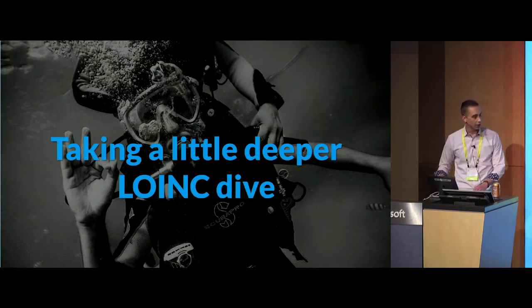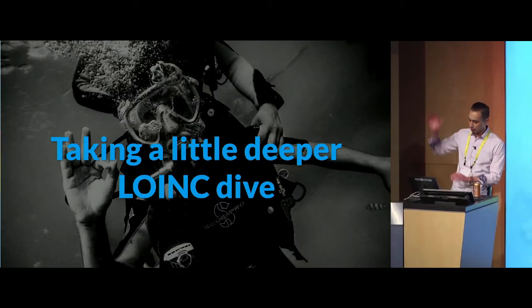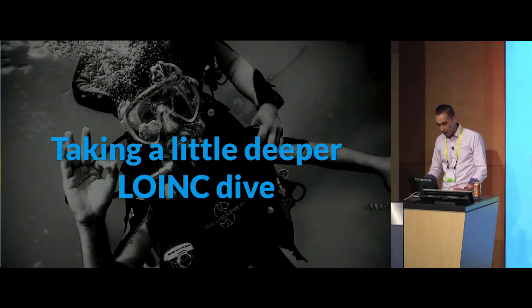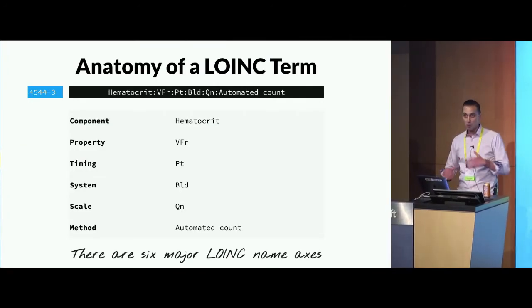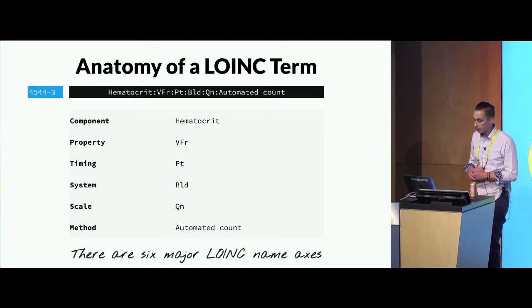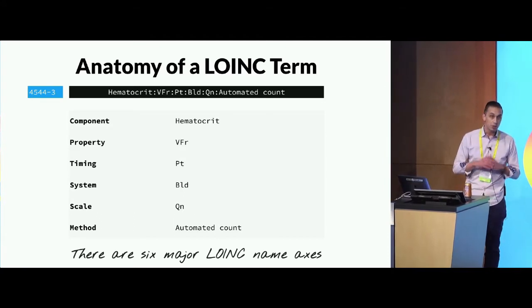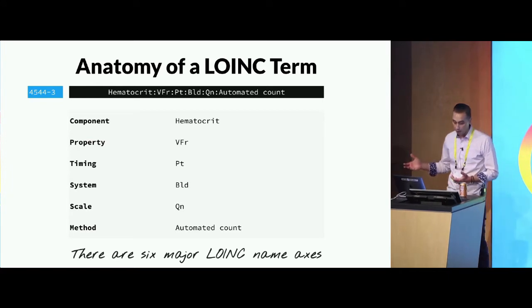So I want to give just a little bit of a deeper dive. We're not going to go way down to the bottom here, but just a little bit of a dive about what a LOINC term is made of. What are the kinds of things that you can find in LOINC? So I'm going to use an example of a hematocrit.